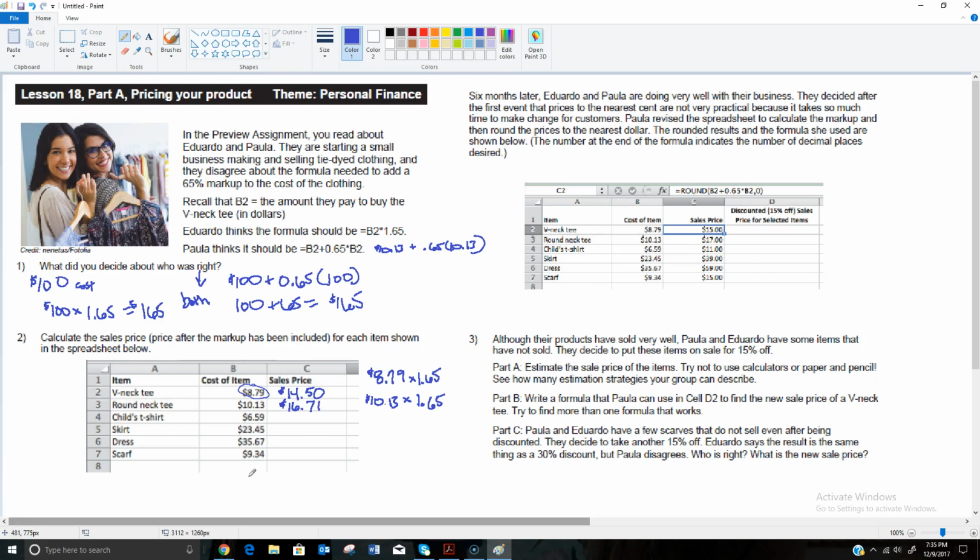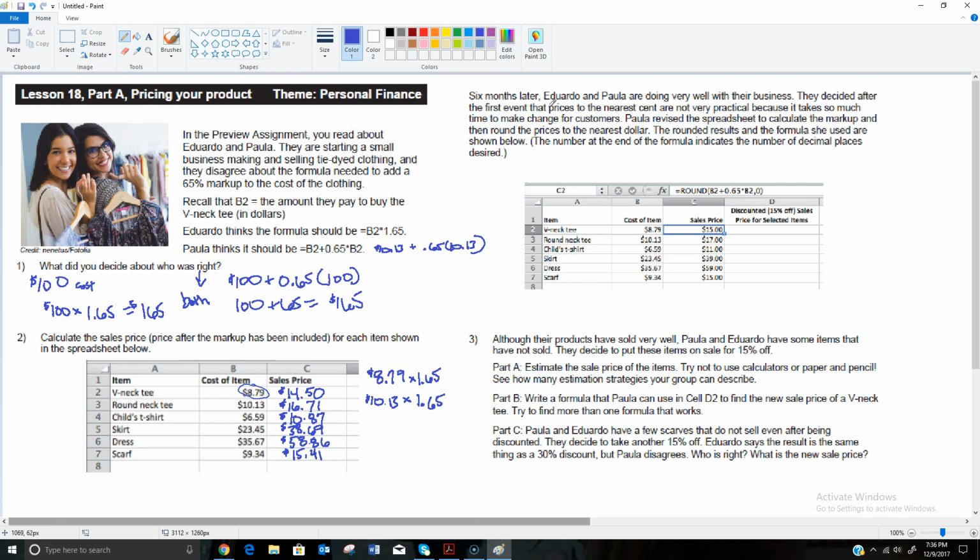So I'm going to do that for the rest of these. I'm just going to take each one of them times 1.65 and fill in the rest of the table. Okay, so we have this all filled in for the 65% markup. Now it says 6 months later, Eduardo and Paula are doing really well with their business.